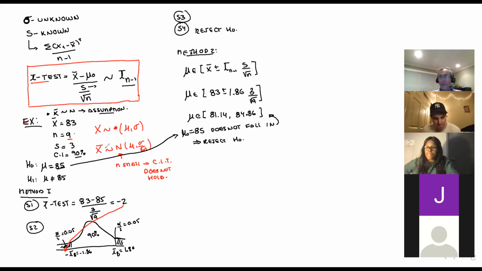Okay, so this is method two. So let's do method three. This is my p-value. Okay, so how do I do my p-value? I will do my graph.